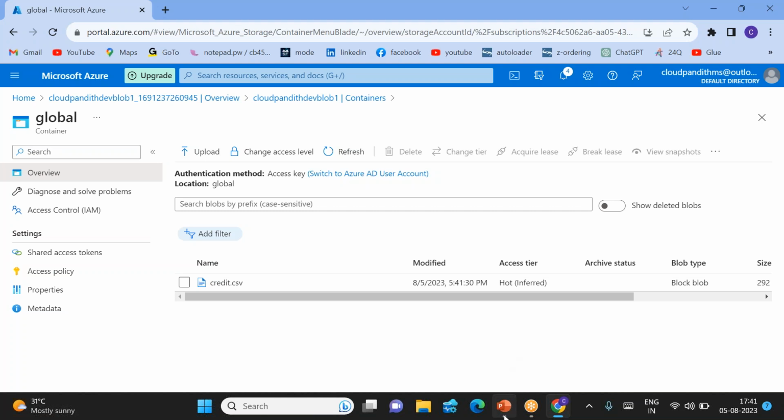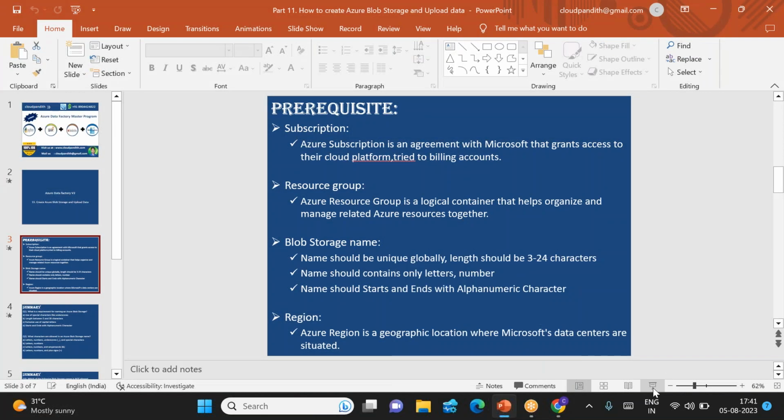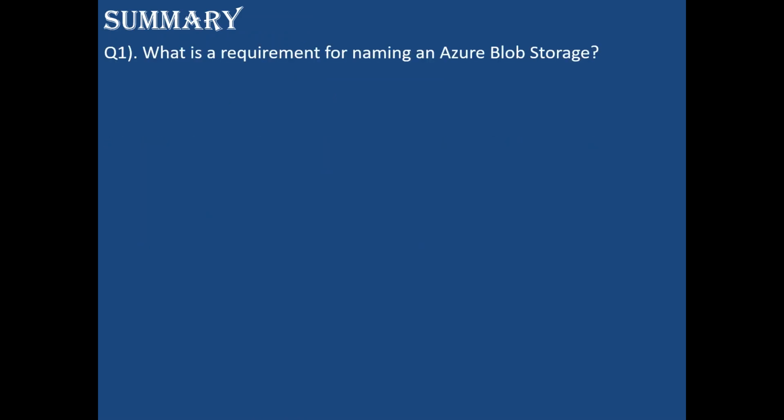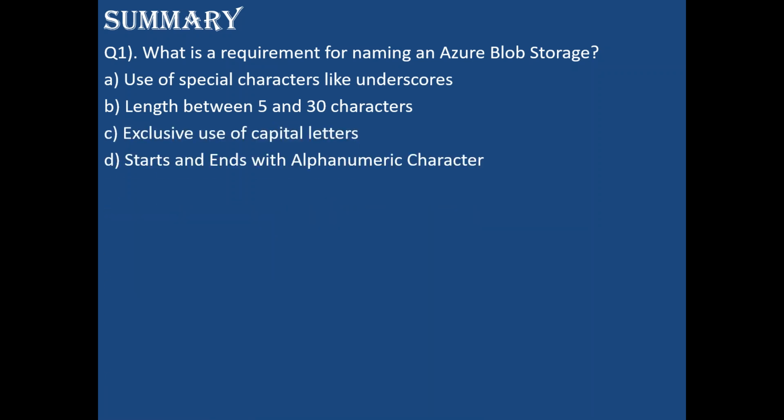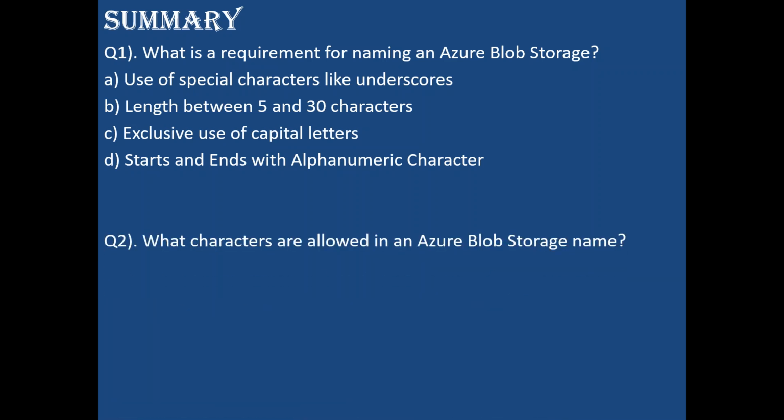Let's quickly discuss some questions based on whatever we have discussed till here. So let's quickly discuss summary questions. What is the requirement for naming an Azure blob storage? Use of special characters like underscores, length between 5 and 30 characters, exclusive use of capital letters, starts and ends with alphanumeric characters. As I have shown you, you can start or end your blob storage name with alphabets or numeric characters. Anything is allowed. The answer is D.